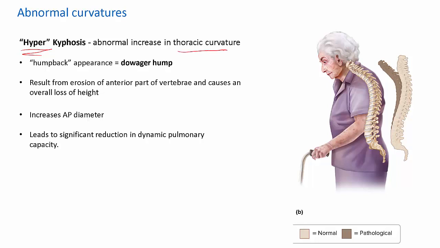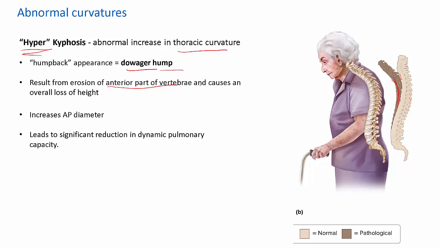And as we age, what will happen is the bodies down here will start to degenerate, and they'll start to cause this kind of increase on the anterior side and give us what we call the Dowager hump. That's what we like to think of as that hunchback. So, as I mentioned, this is resulting from the erosion of the anterior part of the vertebra, and that's going to cause an overall loss in height.